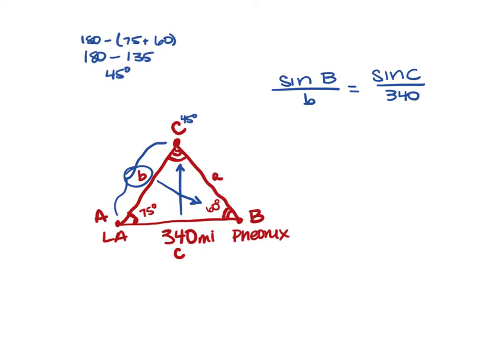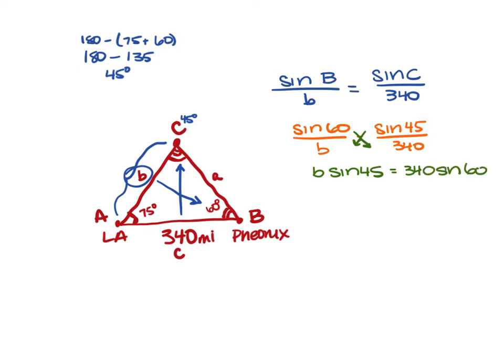We're going to plug all of these values in and simplify. So we have the sine of angle B, which is 60, over side length B, is equal to sine C, which is 45 degrees, over 340. We are going to cross multiply, and this is going to give us B times sine 45 is equal to 340 times sine 60. We're going to divide each side by sine 45. These cancel, so we're going to use our calculator to find what B is. We're going to have 340 sine 60 divided by sine 45, which gives us 416.413, and so on. We're rounding to the nearest whole number here, so that's just 416 miles.